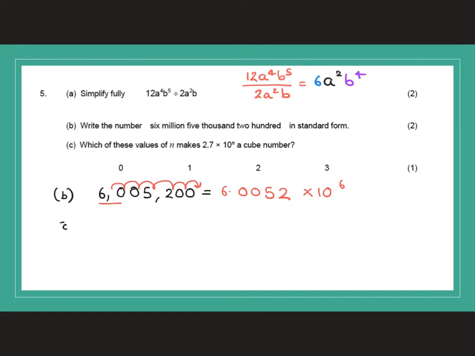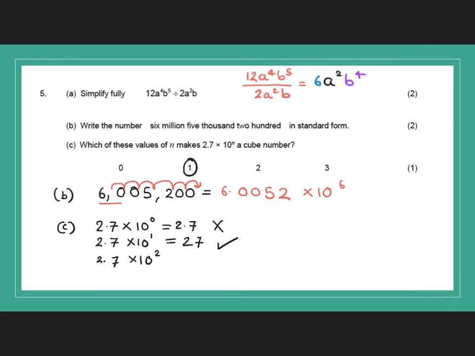Part C, which of these values of n makes 2.7 times 10 to the n a cubed number? So 2.7 multiplied by 10 to the 0 is 2.7, not a cube number. 2.7 multiplied by 10 to the 1 is 27. So that gives us a cube number. 2.7 multiplied by 10 squared, just checking, gives me 270, not a cube number. And 2.7 multiplied by 10 cubed gives me 2,700, also not a cube number. So the only answer is 1.